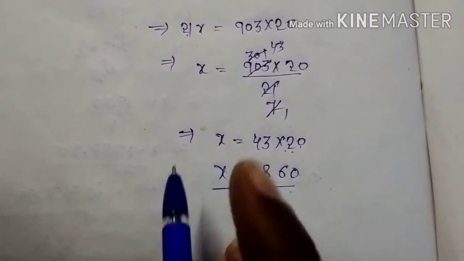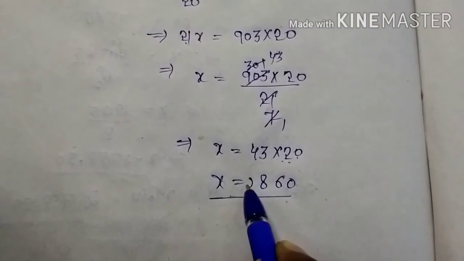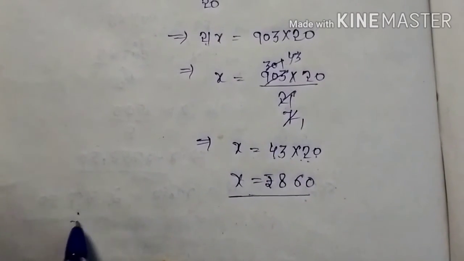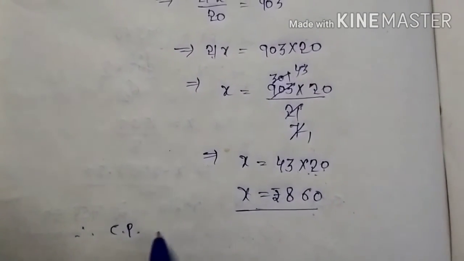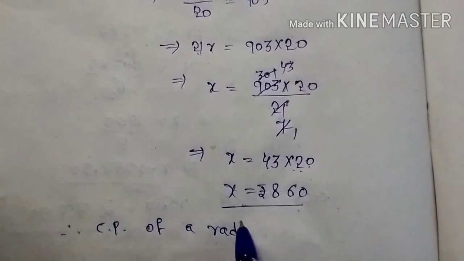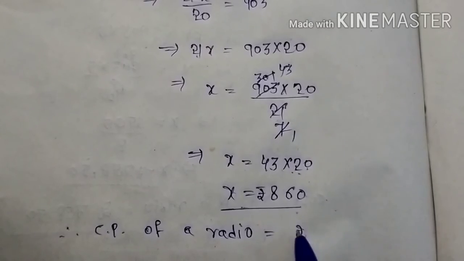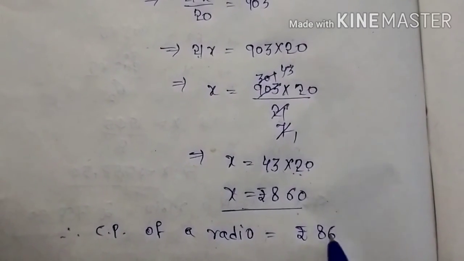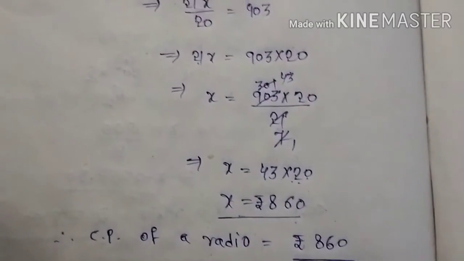That means x, what is that here? Rupees. That means here cost price. You can write here: therefore, the cost price of the radio is equal to rupees 860. This is your solution.